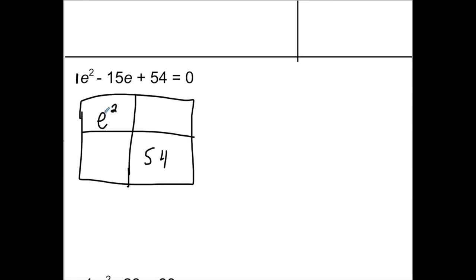Okay, so I put my e squared, my 54. Now I need to multiply to 54 and add to negative 15. So I need a negative and a negative, because a negative times a negative is a positive, and then a negative plus a negative is a negative. So 9 times 6 is 54. Negative 9 times negative 6 is also 54, and negative 9 plus negative 6, negative 9 minus 6, equals negative 15.